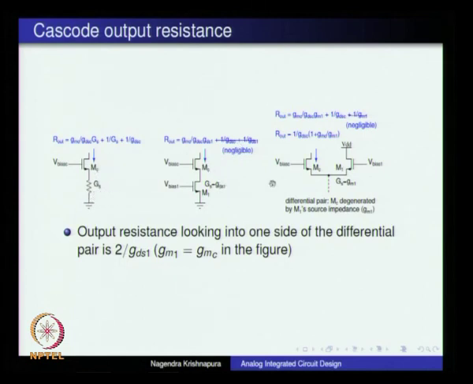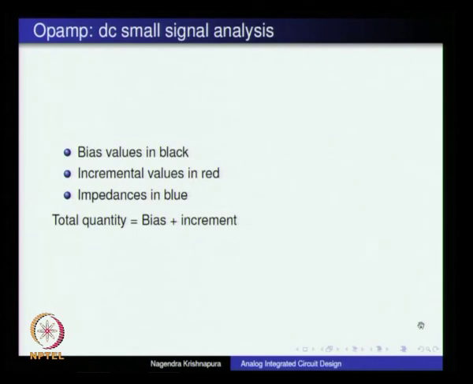And finally, if we have a differential pair, it is as though the impedance looking at the source of this transistor MC is that of this transistor M1. So, the Rout is 1 over GDSC times (1 plus GMC by GM1). And if GMC happens to be equal to GM1, this is simply 2 by GDSC, or the output resistance is 2 times RDSC. The following slides show all the op amps with bias values in black, the incremental values in red, and the impedances in blue. The total quantity of course is bias plus increment.